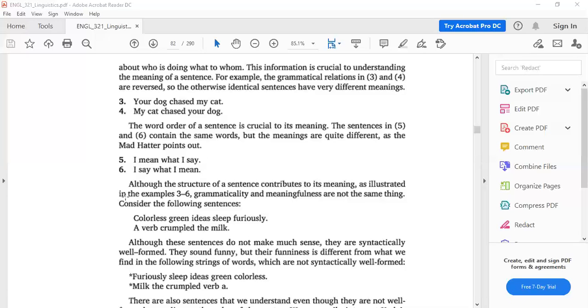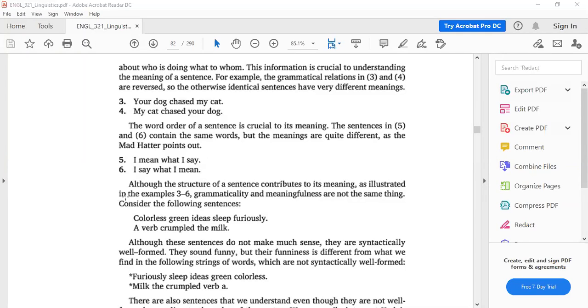Although 5 follows the correct word order, and 6 follows the correct word order, this different order of words results in a difference in meaning. Okay? So I mean what I say is different in meaning from I say what I mean. Right? Of course, okay.